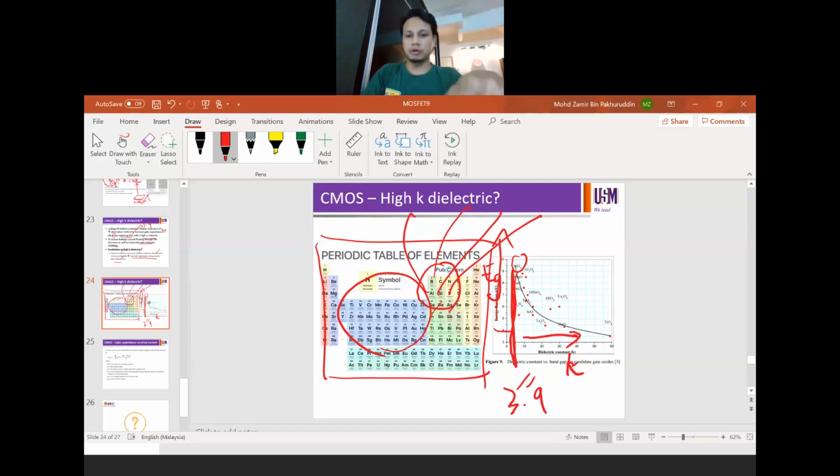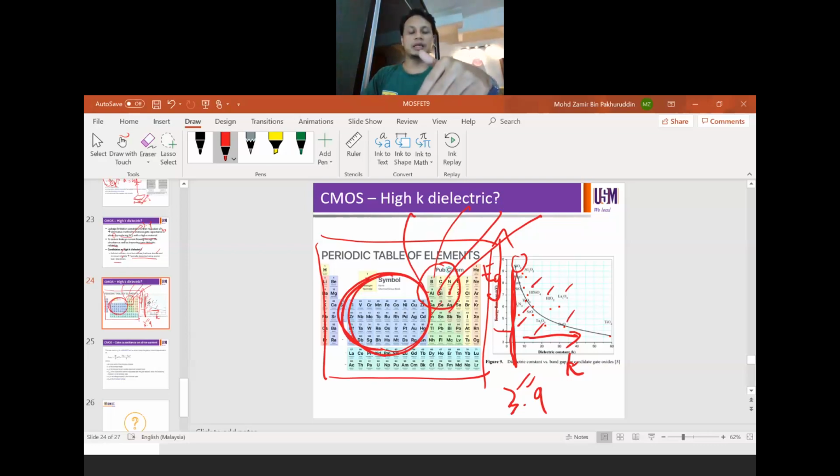So there come all the transition elements: hafnium silicate, hafnium oxide, lanthanum, strontium, tantalum, barium, yttrium, whatever. So all the stuff that you can see in the central region. These are among the candidates for high-K dielectrics.